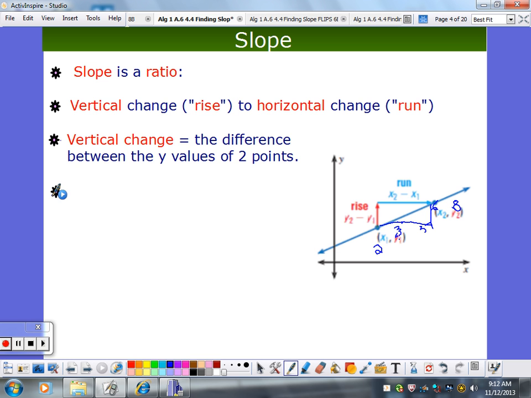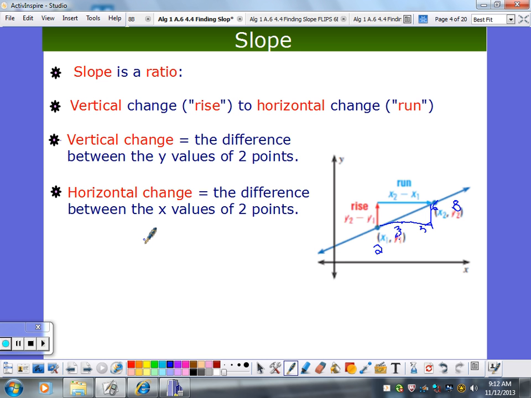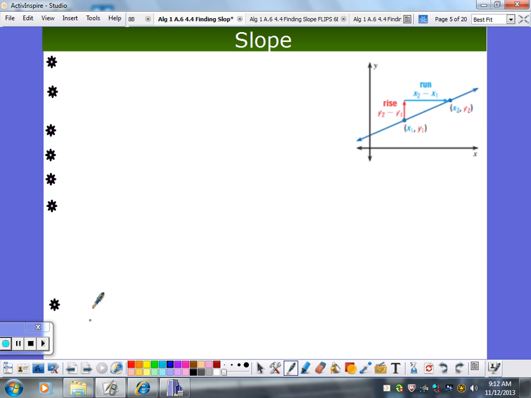Vertical change is the difference between the y values, and horizontal change is the difference between the x values. And this will become important in just one second. Okay, so what else do we know here?